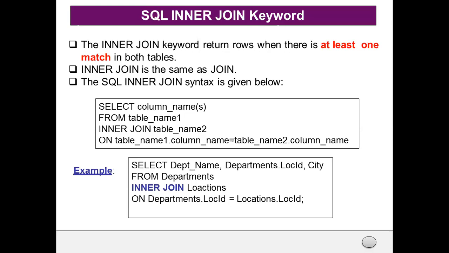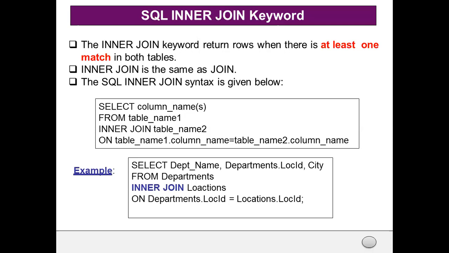If you see the example, we are selecting department name, location ID, city from department inner join location on department dot loc id equal to location dot loc id. There is a spelling mistake for the location table here. In the department table also there is one location id, and we are mentioning it with a dot.